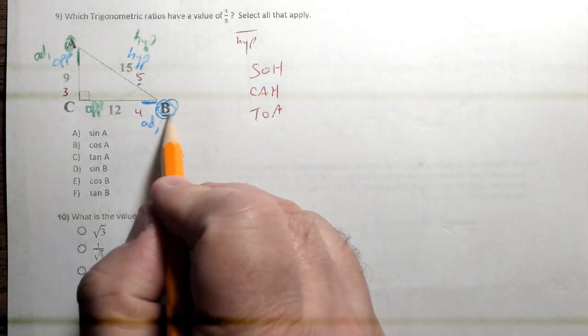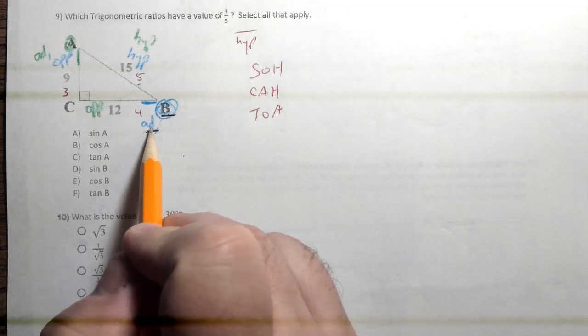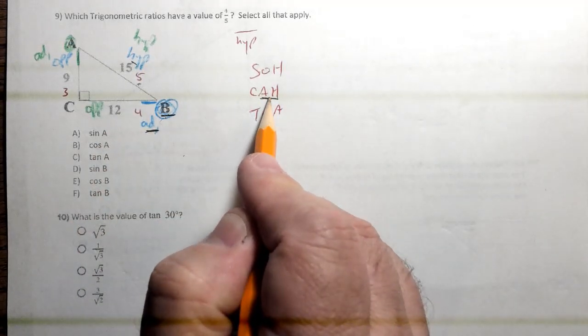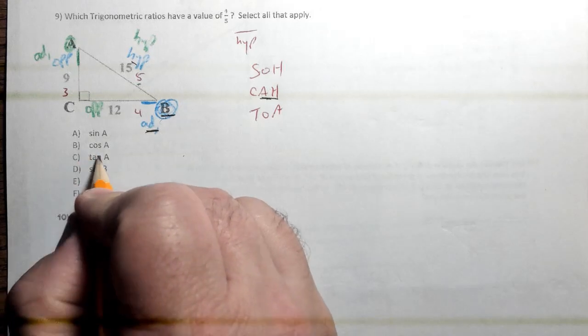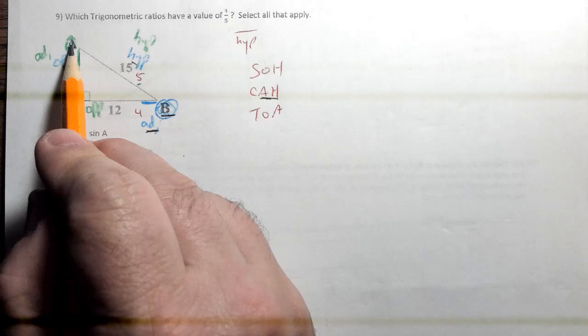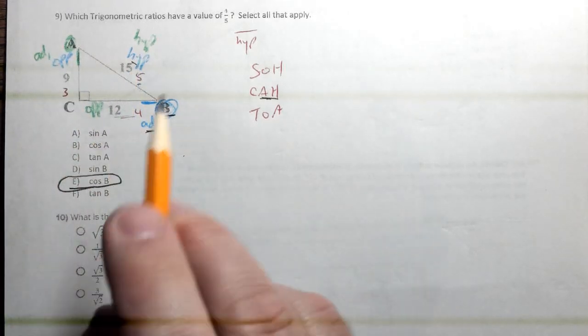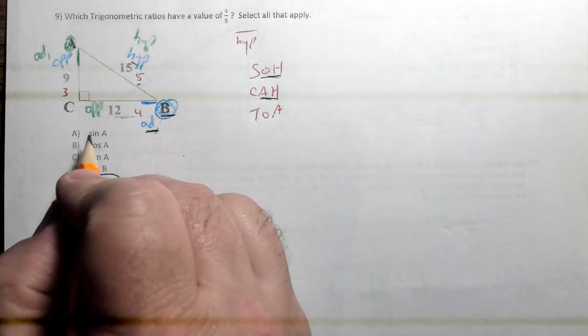So for B, this is the adjacent over the hypotenuse. So for B, adjacent over hypotenuse, cosine for B. All right, and then for A, it's the opposite over hypotenuse. Opposite over hypotenuse, so it's sine for A. Hopefully that made sense. All right, number 10.